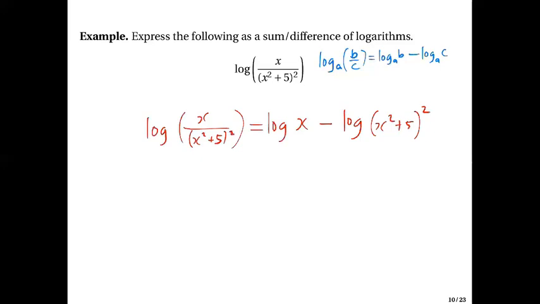Okay? And as before, this exponent here is the exponent of x squared plus 5. So we can bring this 2 as a coefficient of the logarithm. And therefore, we will have log of x minus 2 log of x squared plus 5. And this is the final expression.